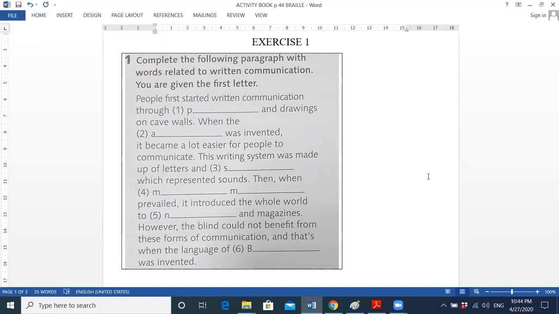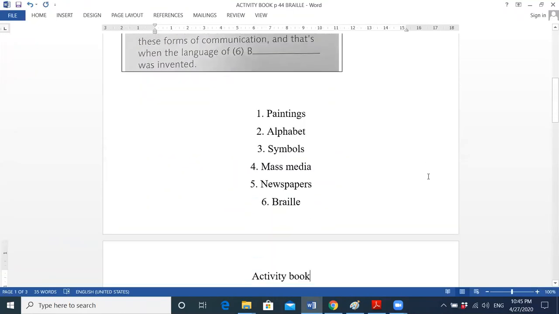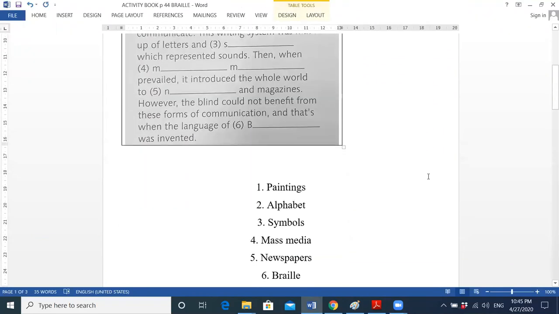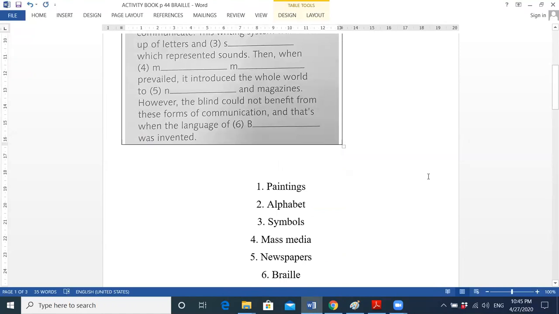This writing system was made up of letters and symbols, which represented sounds. Then, when mass media prevailed, it introduced the whole world to newspapers and magazines. However, the blind could not benefit from these forms of communication, and that's when the language of Braille was invented. These are the answers. Number 1, paintings. Number 2, alphabet. Number 3, symbols. Number 4, mass media. Number 5, newspapers. And finally, number 6 is Braille.